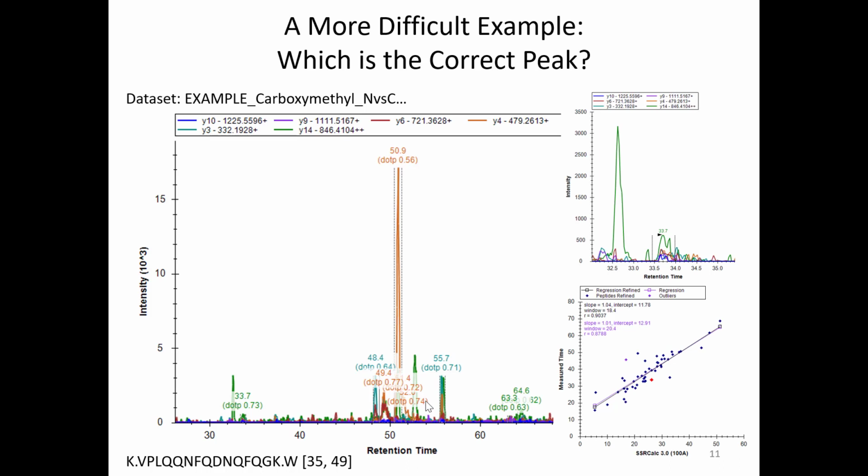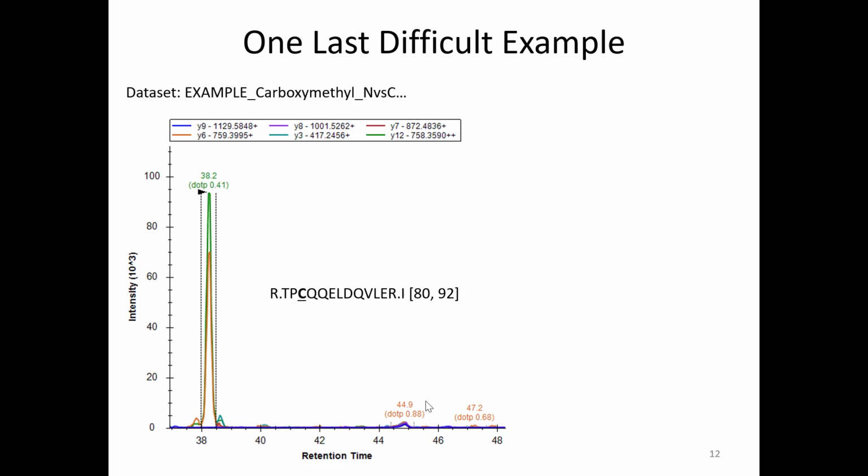So in this case, the peptide at 33.7 over here has very low signal, but we can see from the information it's got a dot product of 0.73 and it falls right here. Not on the line, but a lot closer than any of the other peptides would be. Here, all right, so 0.41, 0.88, 0.68. What do you think? It's practically spelled out for you. Look at the dot product.